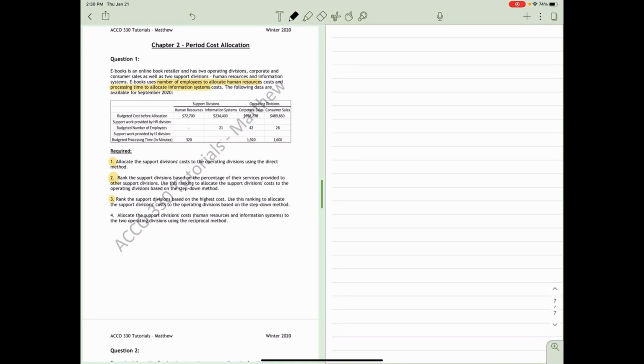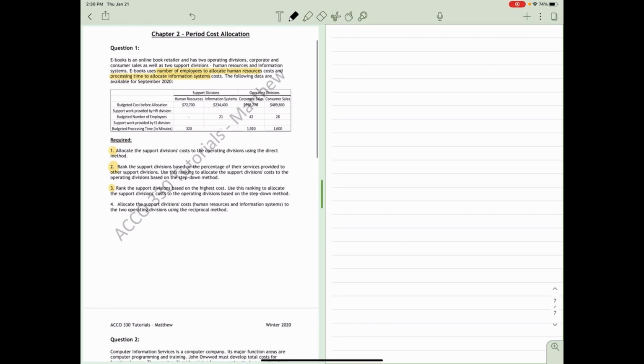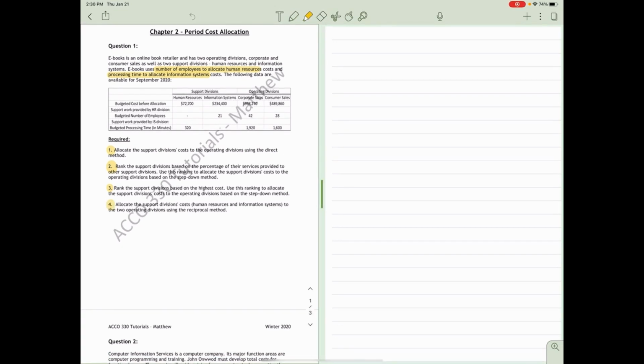All right, hey everyone, let's get into the recurrence of the questions that we did not have time to do in this tutorial. So we're starting with question 1, part 4 with the reciprocal method. So let's break this down. We already spoke about this earlier for this question.